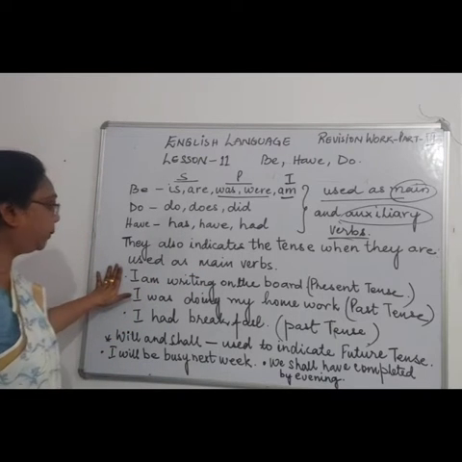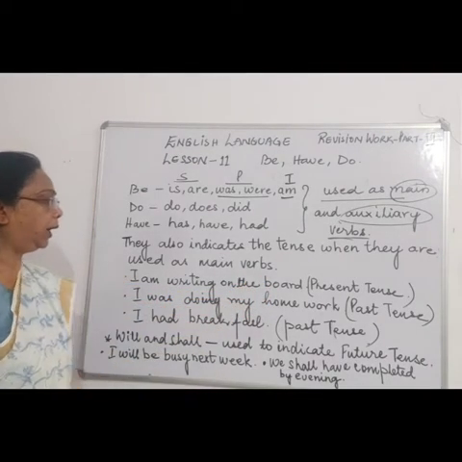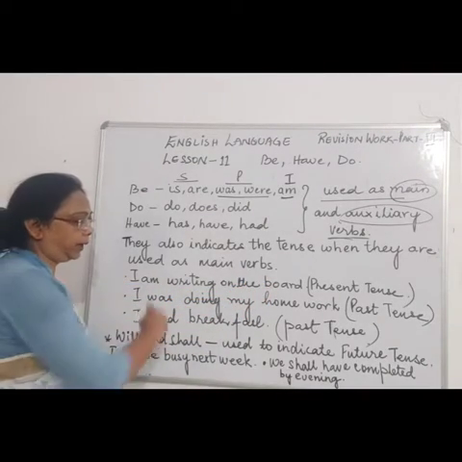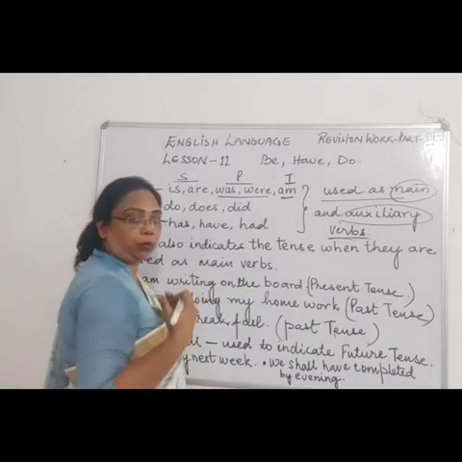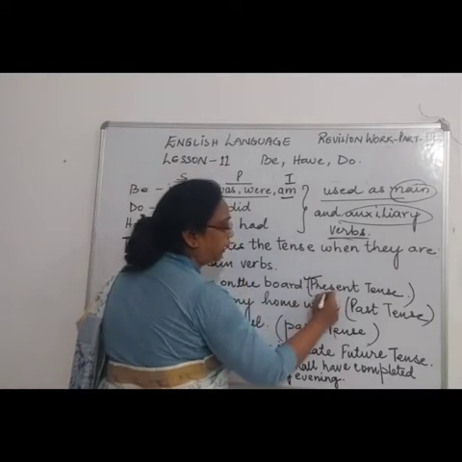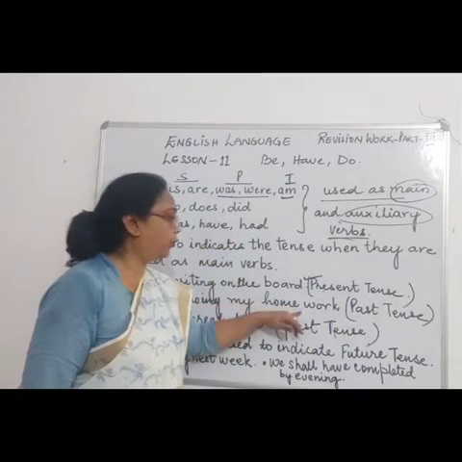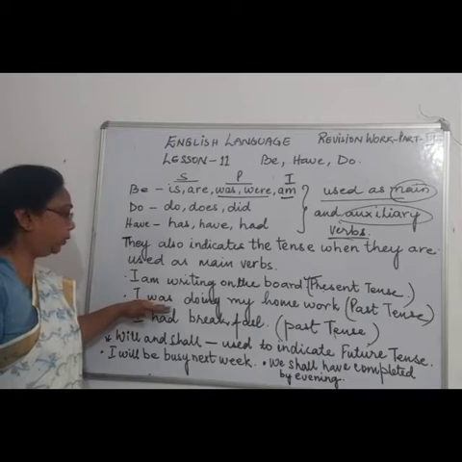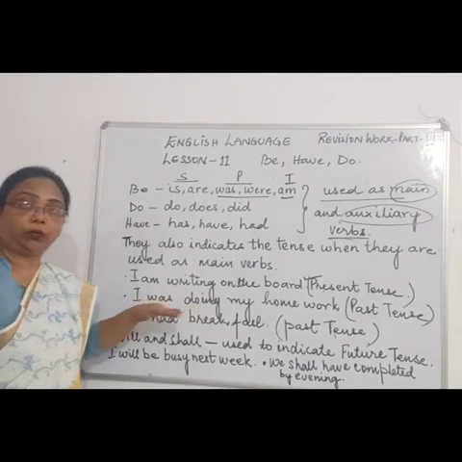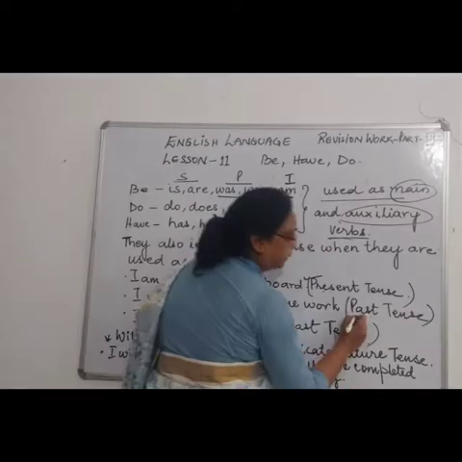Let's see some examples. I am writing on the board. What am I doing? I am writing on the board. This indicates the time of action, that is present tense. I was doing my homework. Again I tell you, I was doing. Was tells us about the past tense.